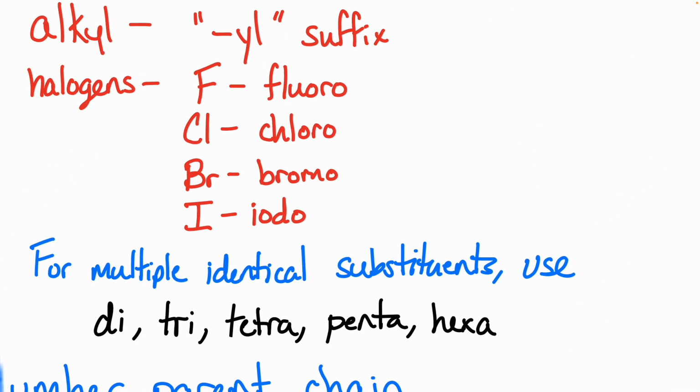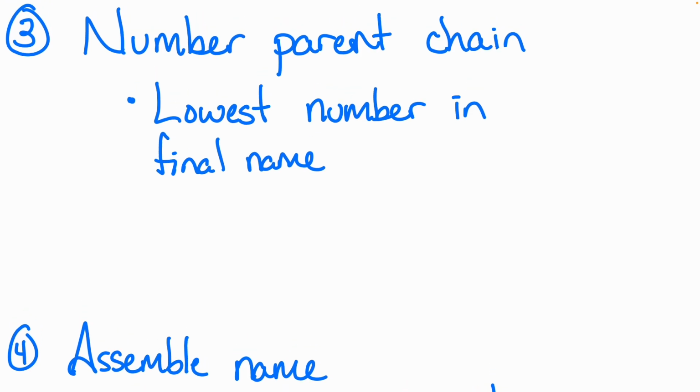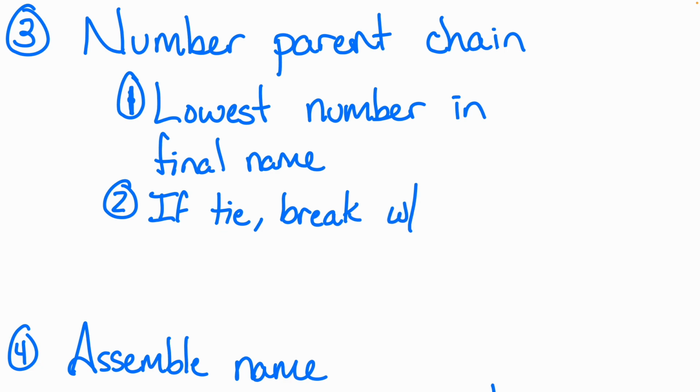So let's just add that to our numbering of our parent chain. Number 1, most important, lowest number in the name. Number 2, we're going to say if there's a tie, we can break it with alphabetical order. All right, so everybody take a second, see if you can finish off the name for that molecule that we were working on.